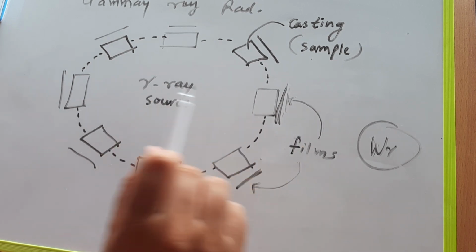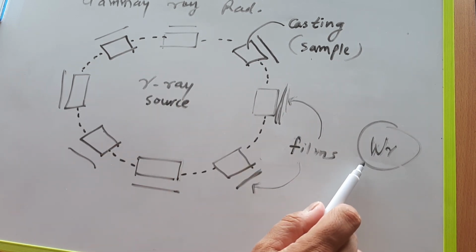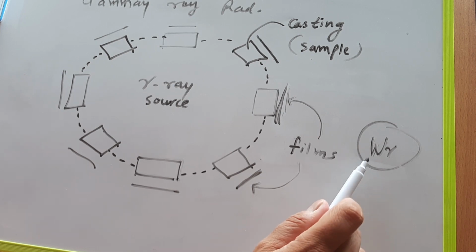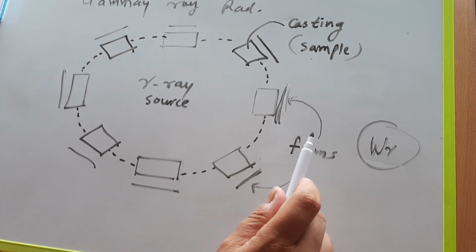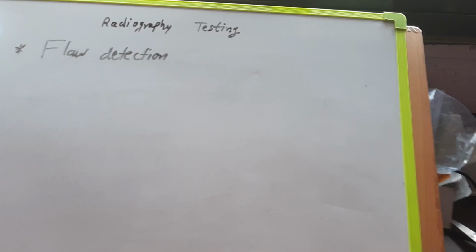You can pause this video and draw the diagram. After you draw the diagram, now write it down: after exposure for several hours, the film is developed and separate radiograms are obtained. So this was all about gamma ray radiography.